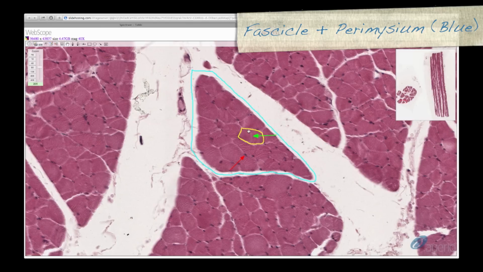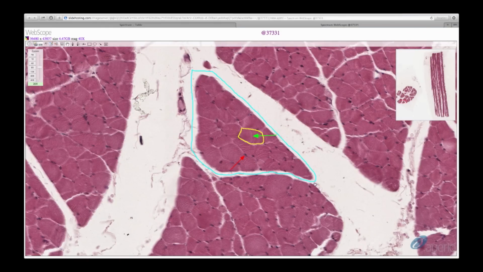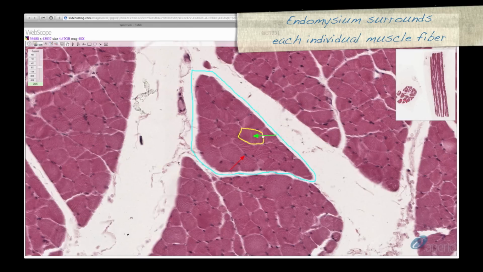Fascicles are functional units of muscle fibers that tend to work together to perform a specific function. A muscle fascicle surrounded by its perimysium can be seen here outlined in light blue. To reiterate, the endomysium surrounds each individual muscle fiber, and the perimysium surrounds each bundle of muscle fibers, or fascicle.